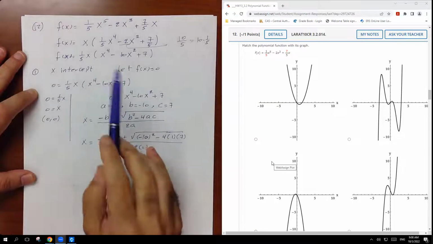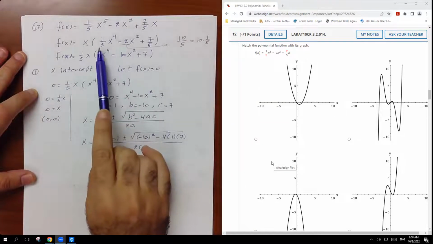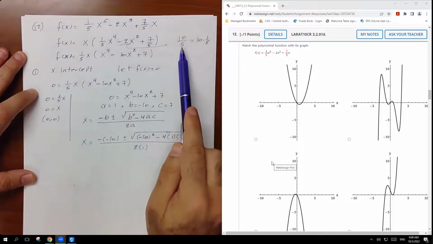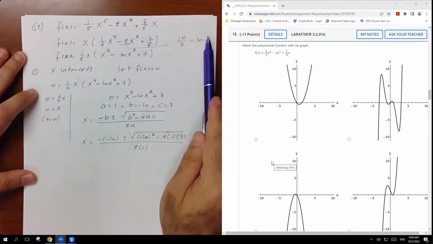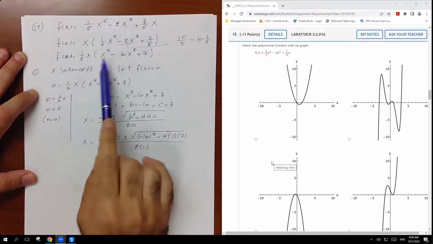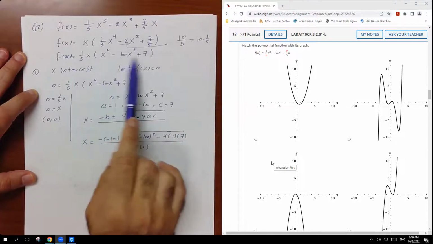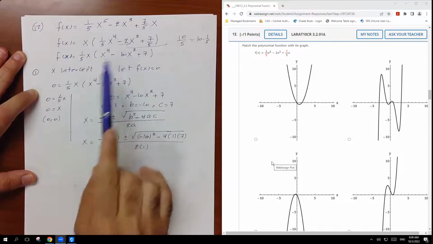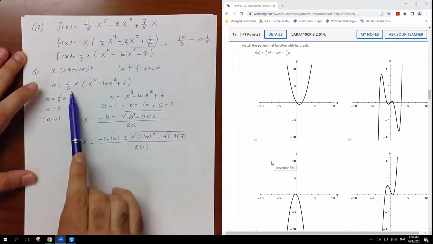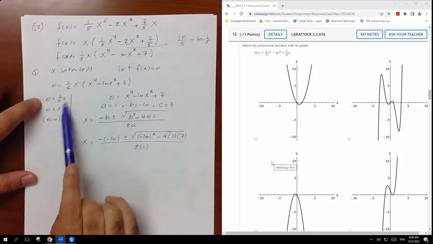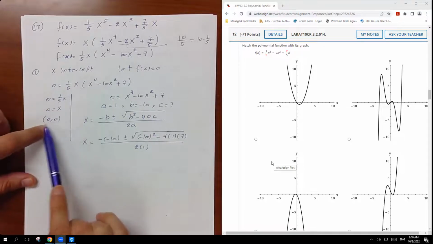So again, what we did here, we took negative 2, which is negative 10 over 5. I'm going to take 1 over 5 as a common factor. What's left here is negative 10, and here is the leftover from everything. To find the x-intercept, let f of x equal 0. This side is going to equal 0, so x is going to be 0. This is the first point.